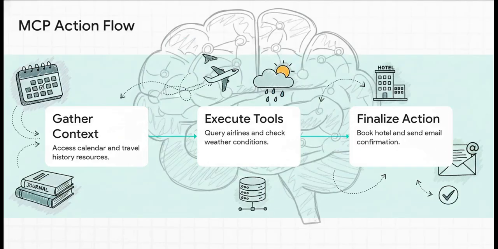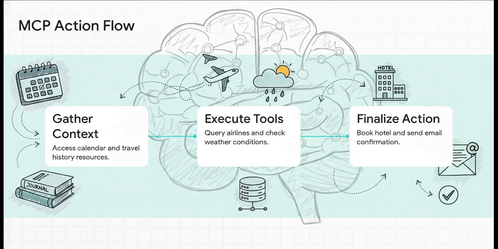Let's ground this abstract architecture in a real-world scenario, okay? Imagine a multi-step travel planner. Say you ask your AI to plan a trip. In step 1, the AI uses MCP to gather resource context. It hits up your calendar server to see when you're actually free, and it checks a travel database to look at your past preferences. Then, moving to step 2, armed with that context, the AI actively executes tools.